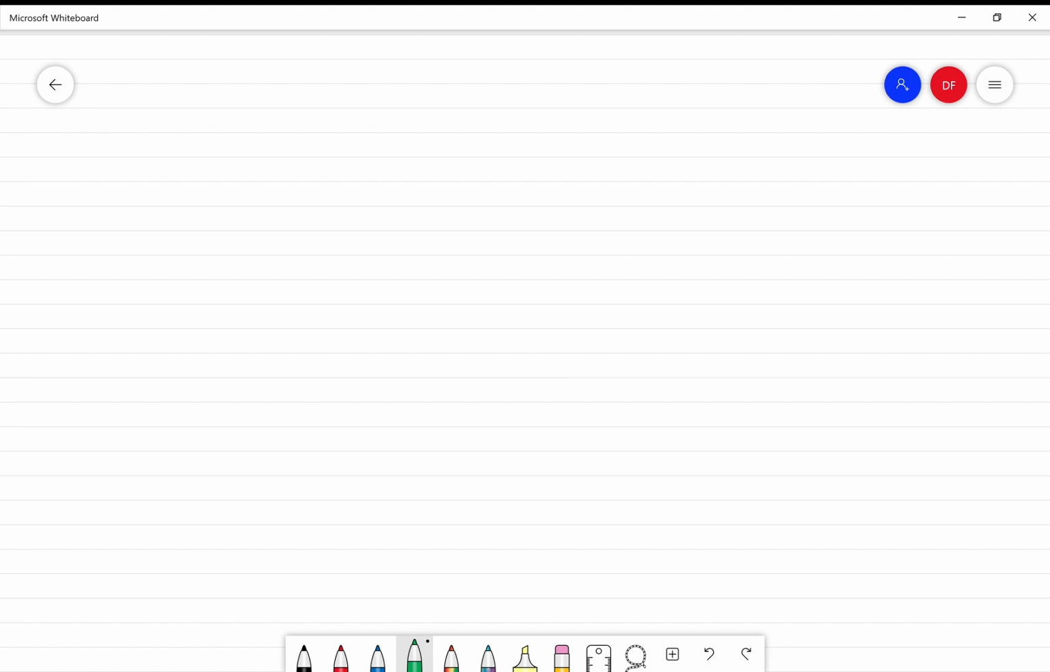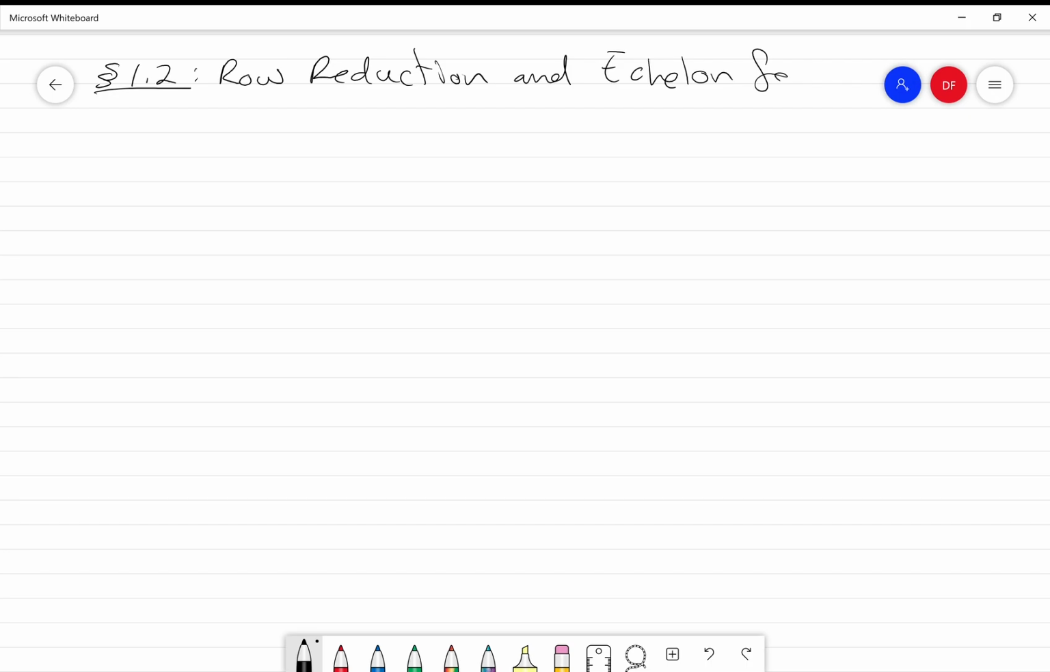Okay, so today we're going to start section 1.2. And it is called row reduction and echelon form.